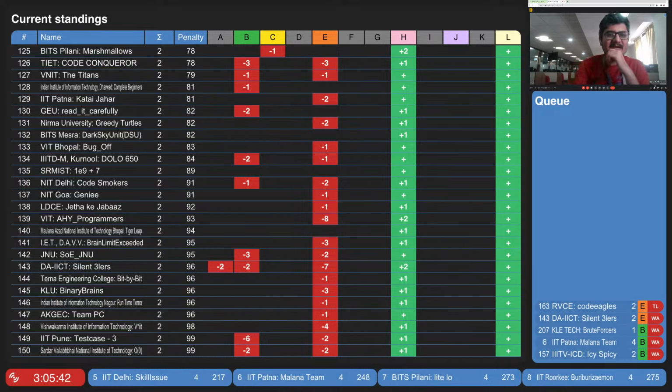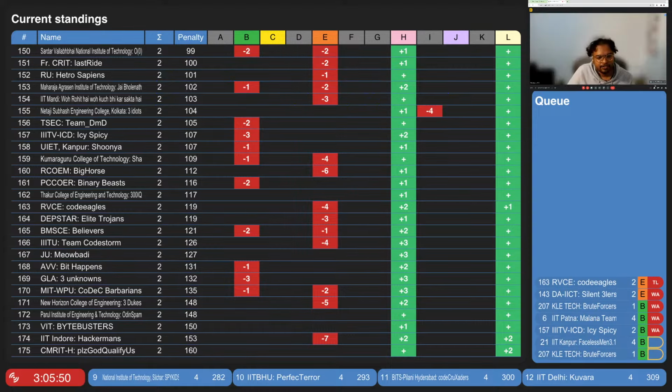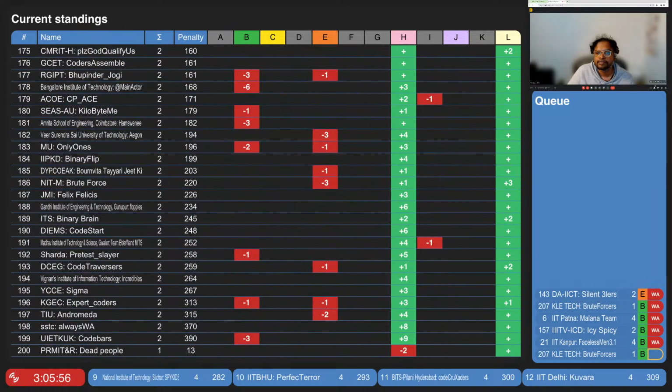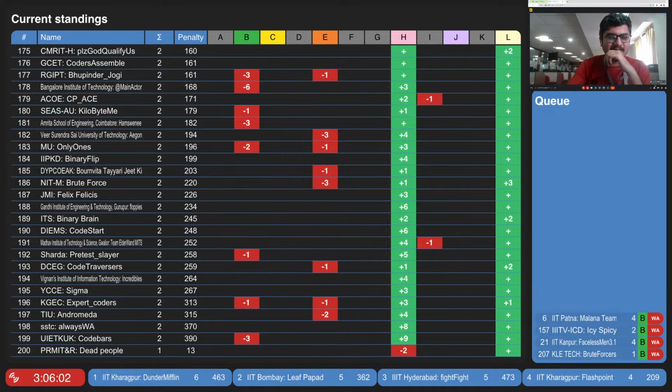And Leaf Papad from IIT Bombay has solved 5 problems and are at rank 2. Fight from Triple IT. Among A, F, and G, which do you think they should solve next? So, if you ask me, I think they would consider those three.